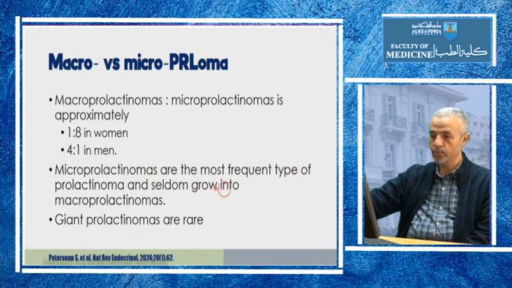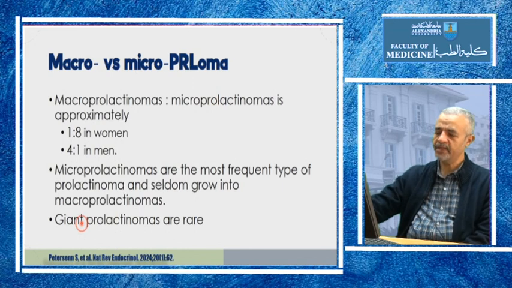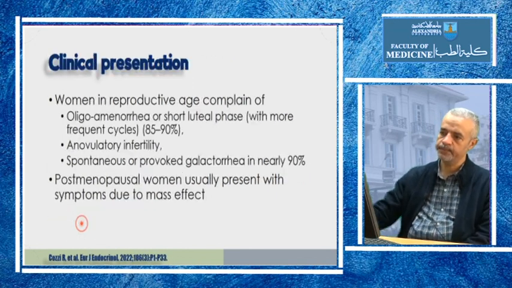They rarely grow into macroprolactinomas. For macroprolactinomas, they are more common in males with a 4:1 ratio, and they are less common in females with a 1:8 ratio compared to microprolactinomas, while giant prolactinomas are only present in 4% or less of the patients.